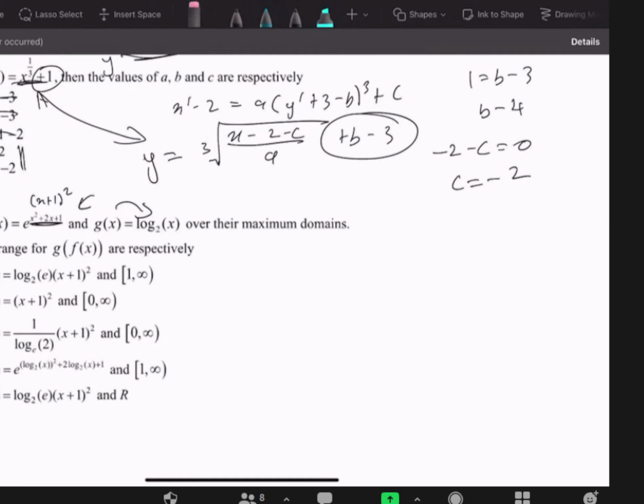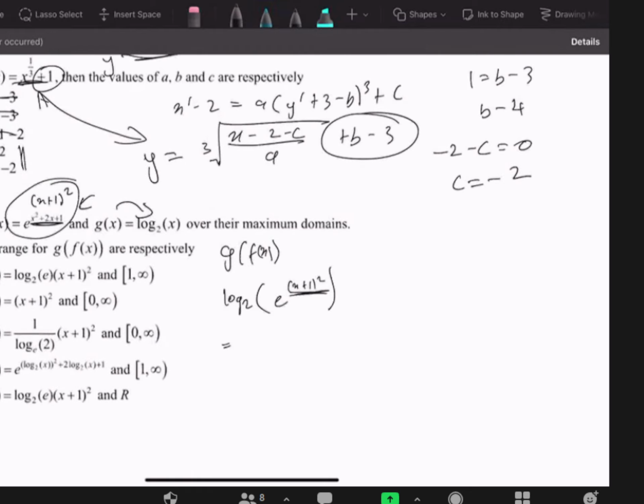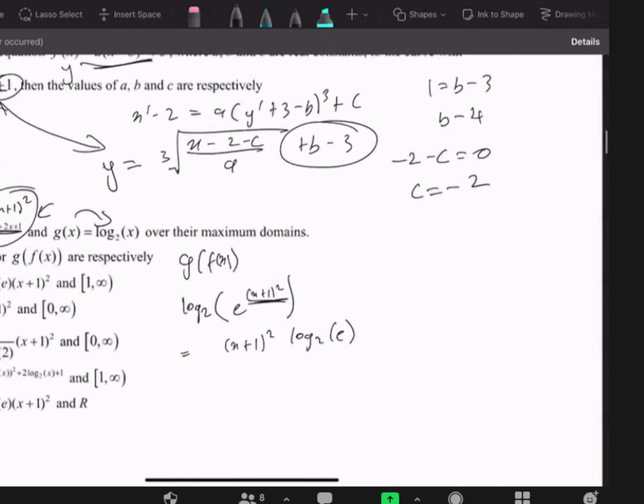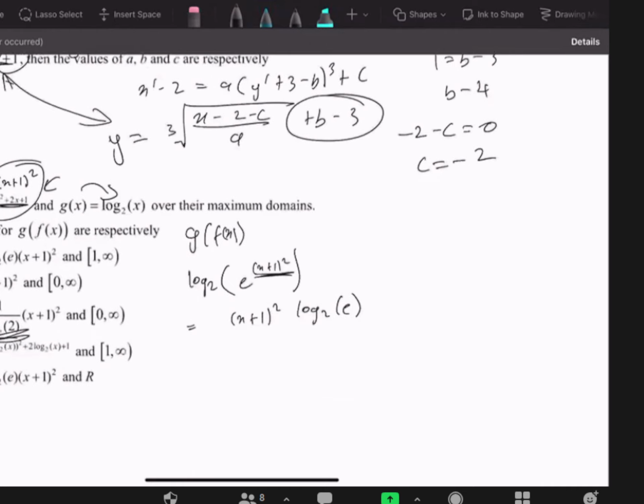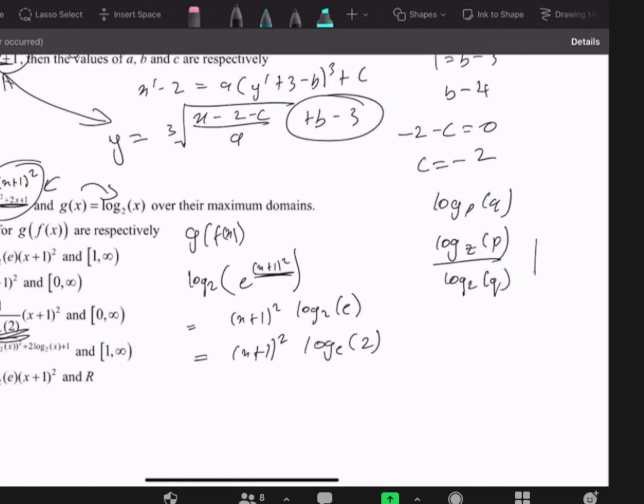g f x. So g of f of x. So it's going to be log 2. This is why it's important to rewrite fx as that, because if you leave it in its original form, it's going to be really hard to figure out what g of fx is simplified. But if you write it as e to the x plus 1 squared, you can take out the exponent, as we've learned before. So then it becomes x plus 1 squared log 2e. But the problem with that is you can't really see an answer, but you know that rule where you can rewrite log of p to the q as, say, log c p over log c q. We're going to use this rule.